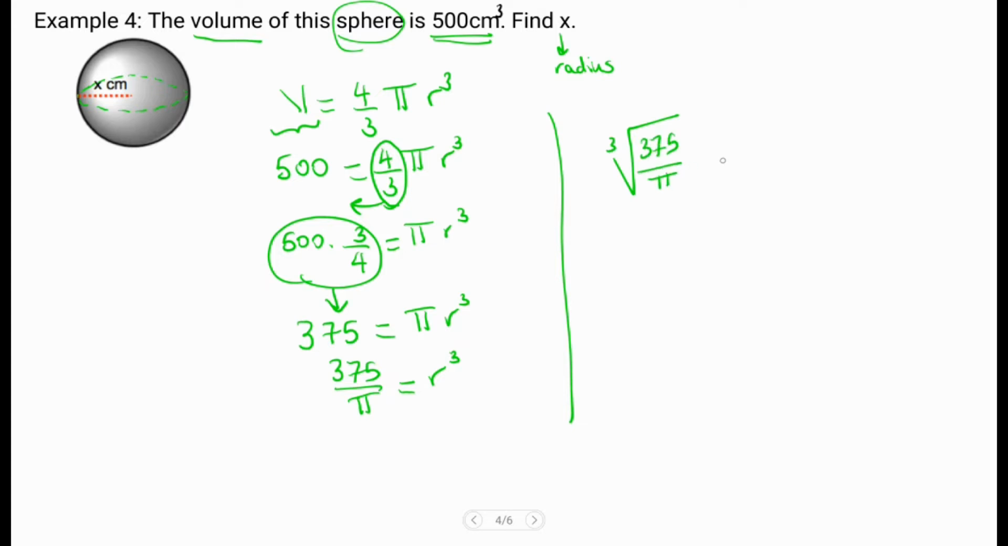So use your calculator to find the value of r, and this is, corresponding to 3 significant figures, 4.92 cm. So this is the value of r, and this is also the x wanted in the question.